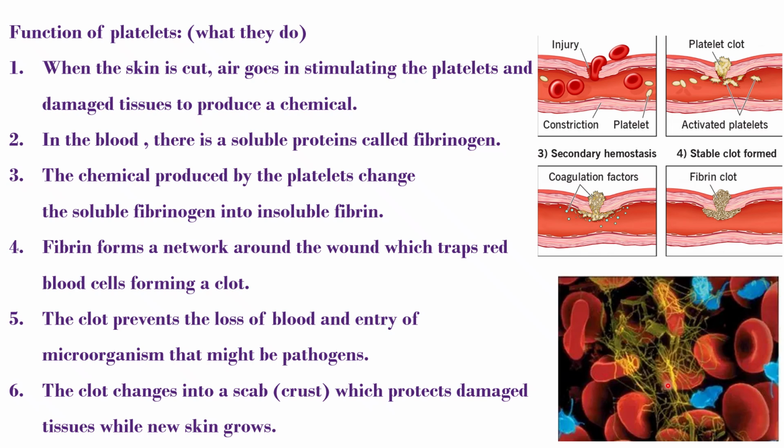Later, the clot changes and becomes a scab, a crust. This protects the damaged tissue of the skin. Underneath the scab, new skin cells are being formed and the skin grows again. So the clot, which is formed from the platelets, the dead red blood cells, and the insoluble fibrin protein, closes the skin, prevents the loss of the blood, and also prevents the entry of pathogens, while your skin grows again into new healthy skin.